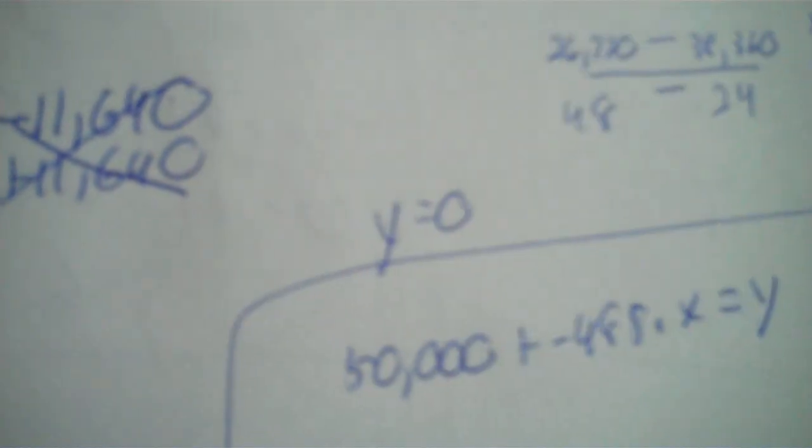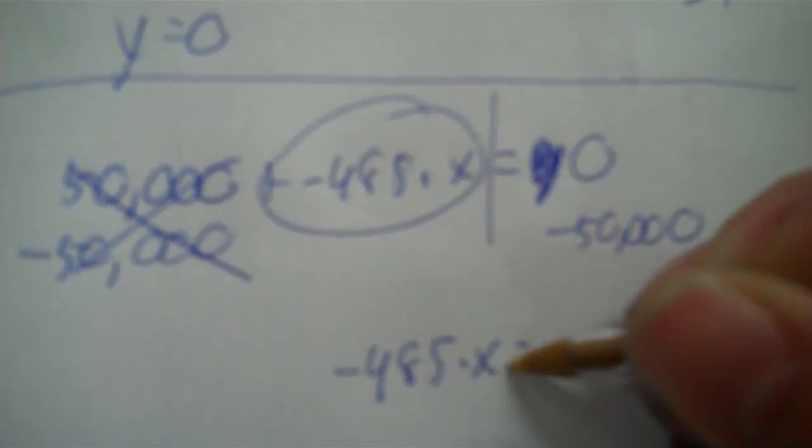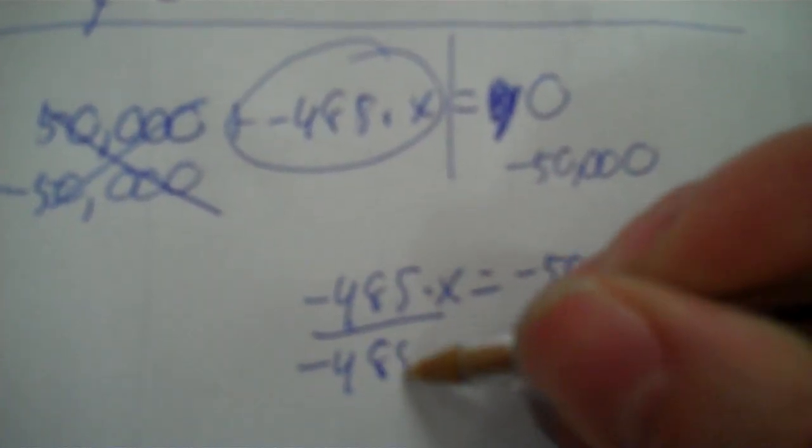Okay. 50,000 plus negative 485 times X equals Y. Okay. All right, then we replace Y with 0. Y equals 0. Okay, now we're solving for X. That should be an easy solve. It's just linear properties because you have X only. So you got plus and times. So you're going to minus the 50,000. Then you divide by negative 485.